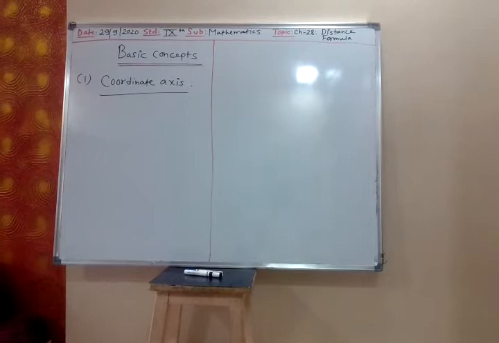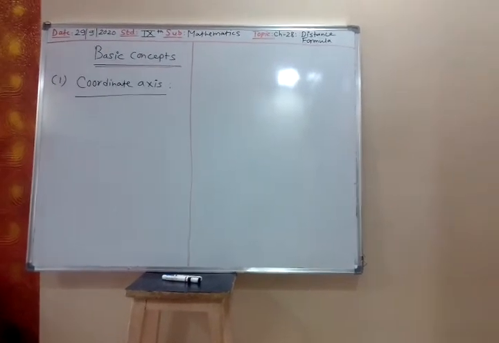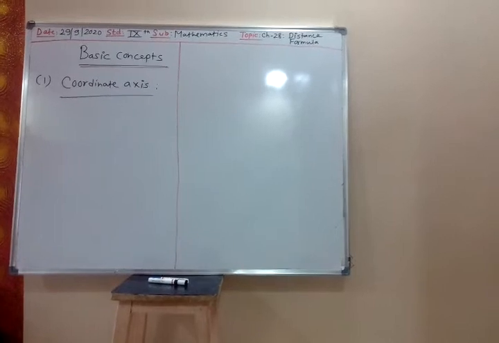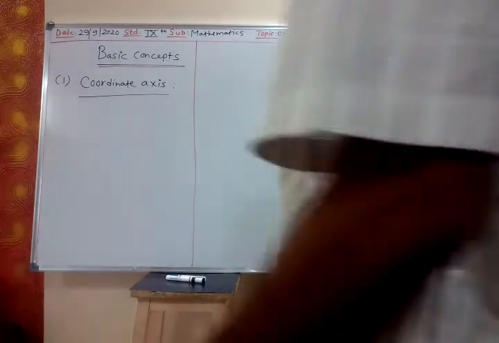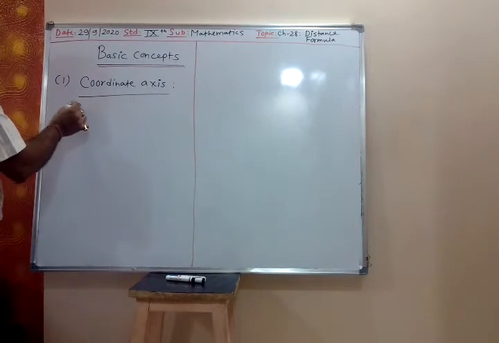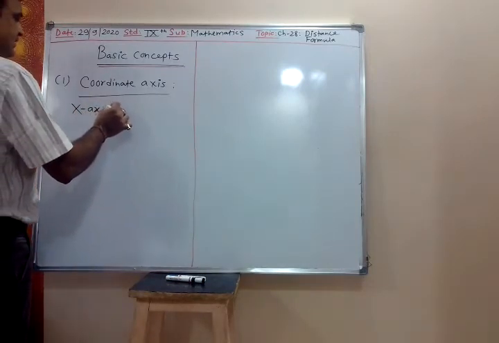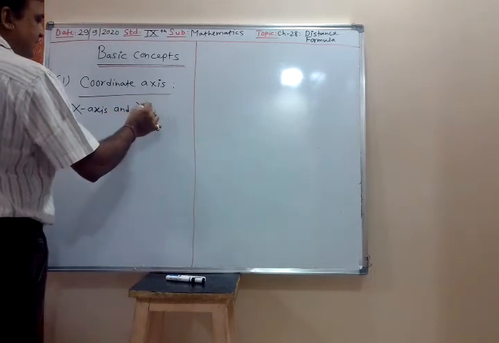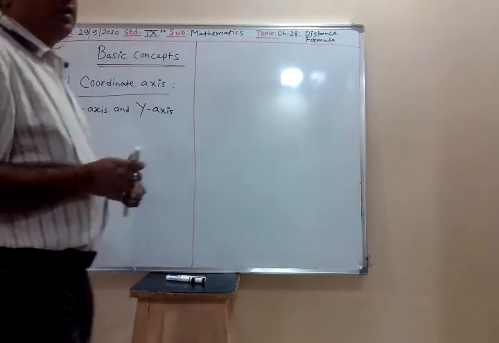First we will see coordinate axis. Now it is clear, right? There are two coordinate axes: x-axis and y-axis.